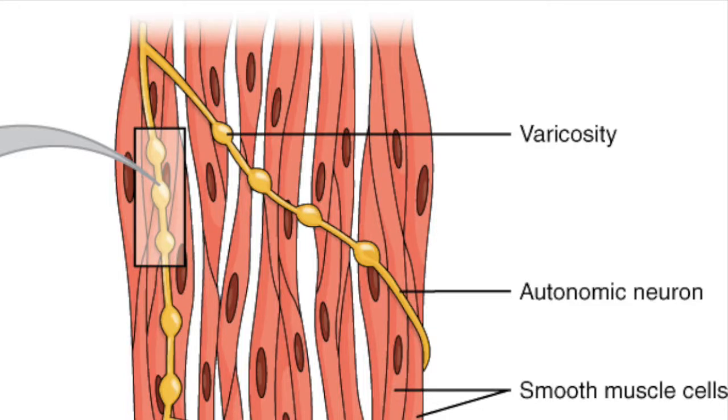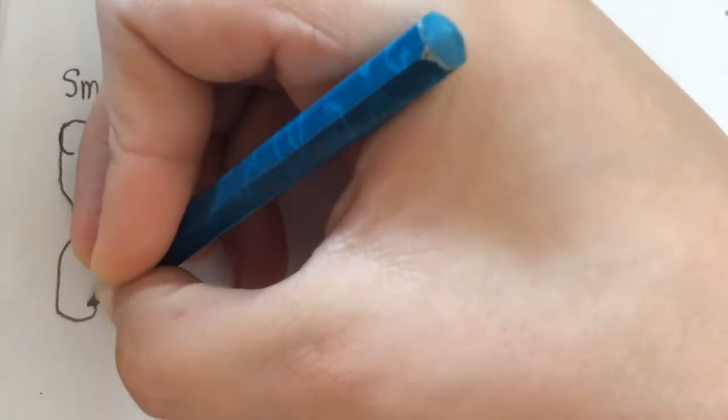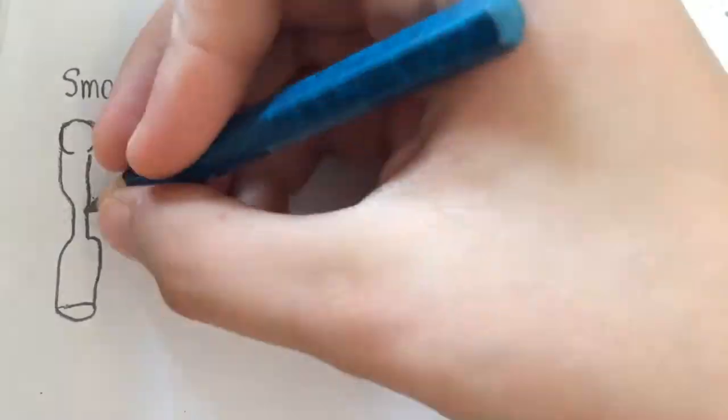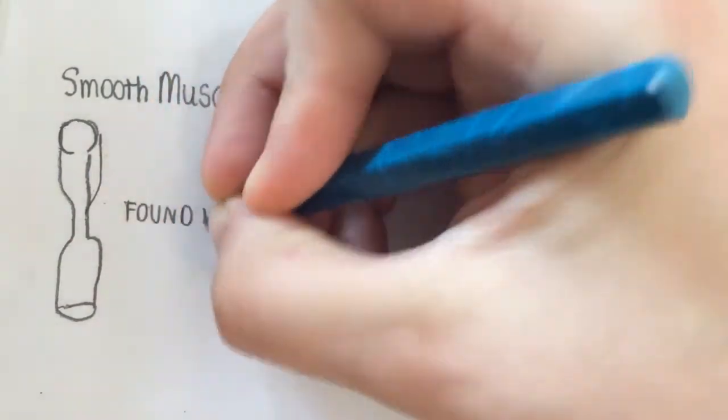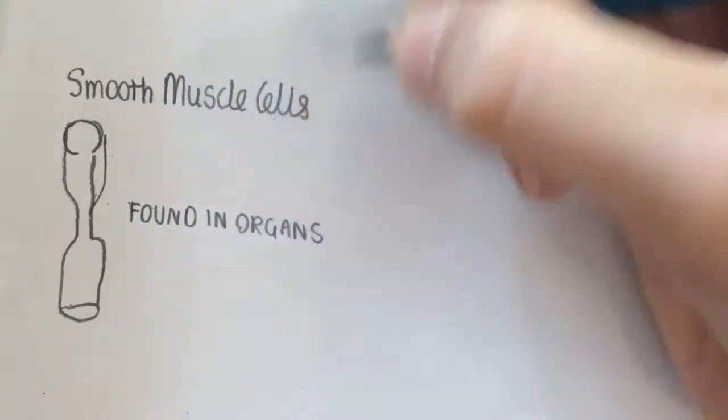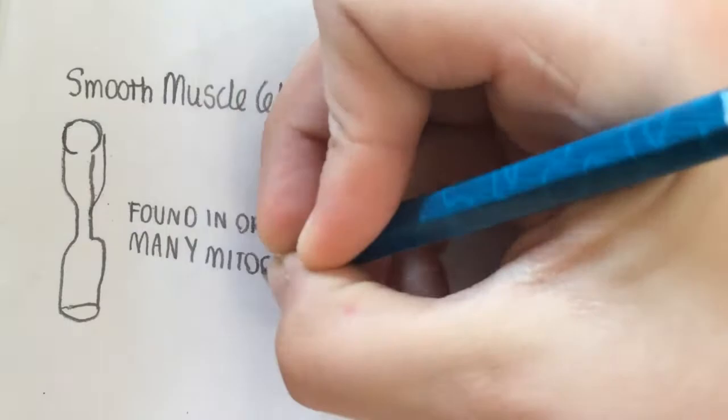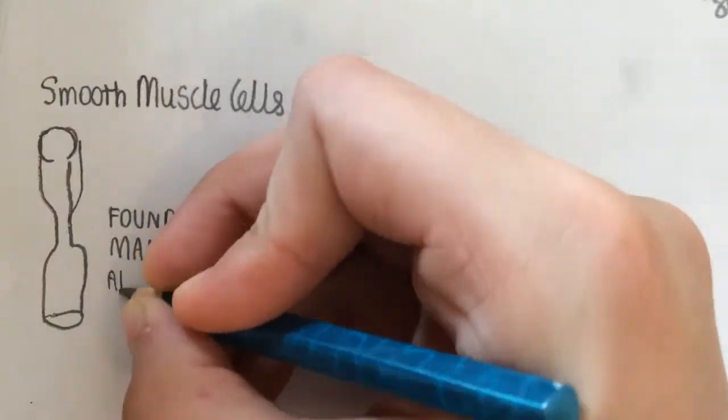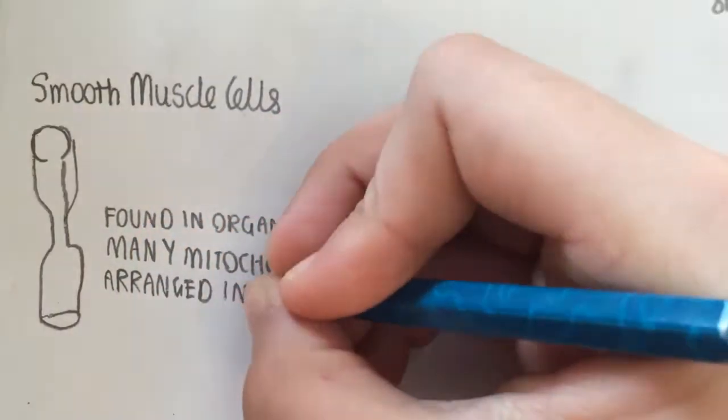Coming to smooth muscle cells, which are found in organs such as the esophagus or the stomach lining. Smooth muscle cells are cells that contain many mitochondria, as they are constantly required to produce energy for many movements. They are arranged in a spindle shape, so more can be tightly packed together in right angles.